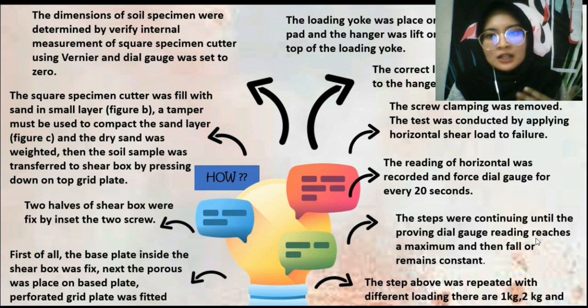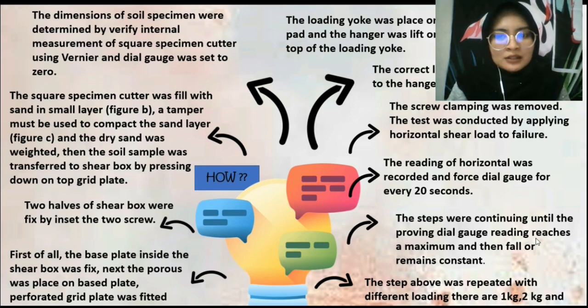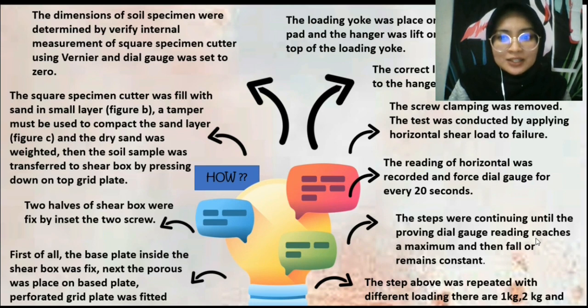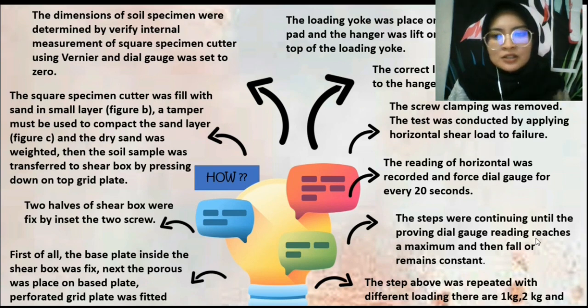Next, the correct loading was applied to the hanger pad. As the screw clamping was removed, the test was conducted by applying horizontal shear load to failure. The readings of the horizontal and force dial gauges were recorded every 20 seconds. The steps were continued until the proving ring dial gauge reading reached a maximum and then fell or remained constant.